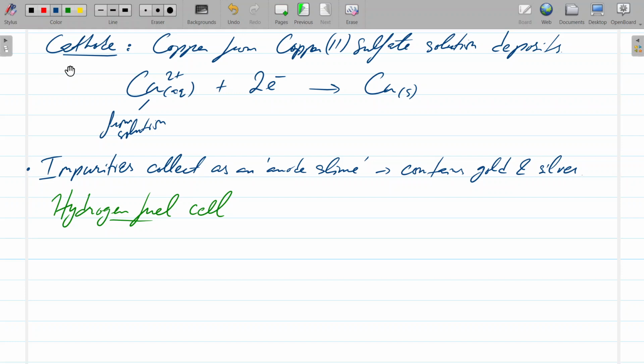Okay, so we need fuel cells. What is a fuel cell? So a fuel cell in general is a chemical cell, and there's a reaction, sort of electrolysis, going on in there to provide energy.